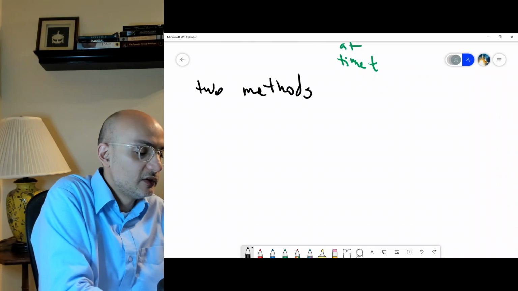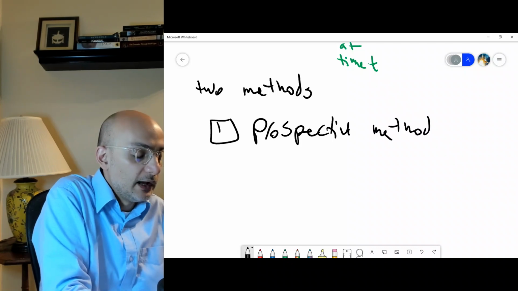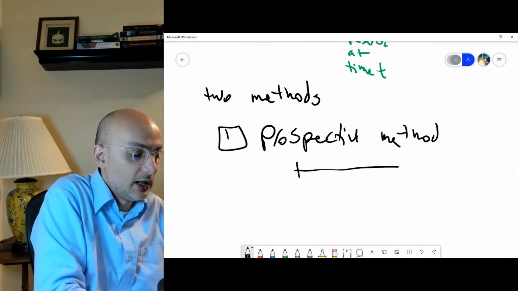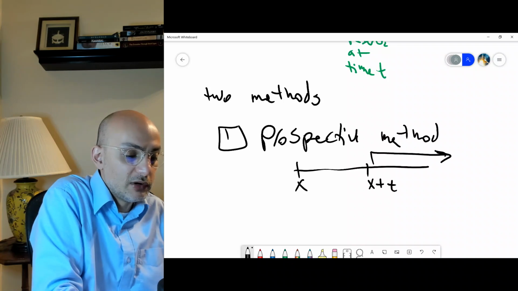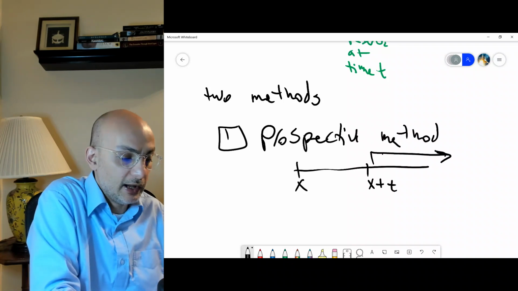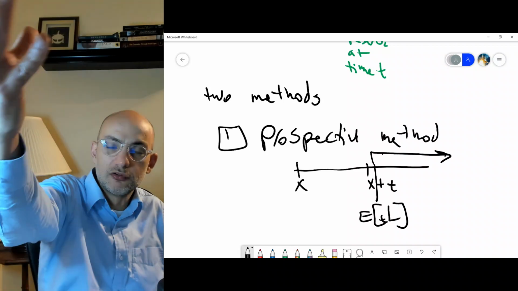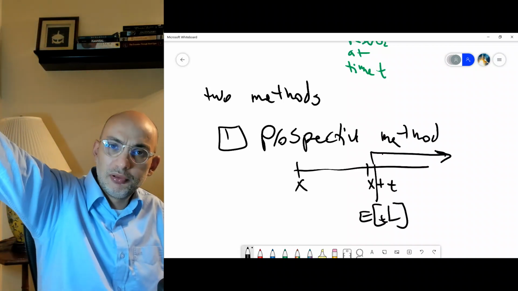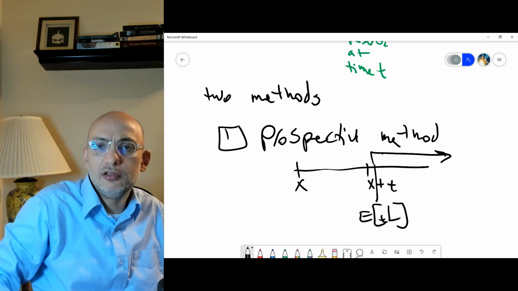And the two methods here, one is the prospective method, and this is exactly what we looked at here. You are at x and x plus t. You try to look forward and calculate how much you need for the future, and you look at the expected value of the L at this moment. By looking forward, you see how much you are expecting to pay out, and you deduct from it how much you are expecting to receive in premium.